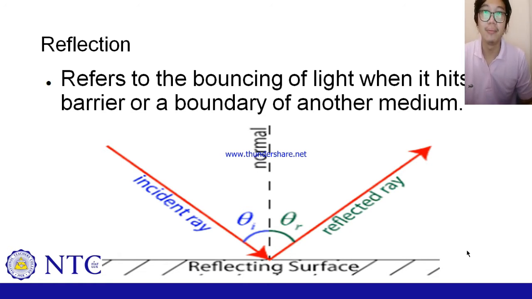Look at this diagram. The red arrows represent the light ray reflecting from a reflecting surface or a mirror. You see this? When the light is about to hit the reflecting surface, we call that incident ray. And if it hits the reflecting surface, the reflected light is called reflected ray. And between that, we have the normal line.